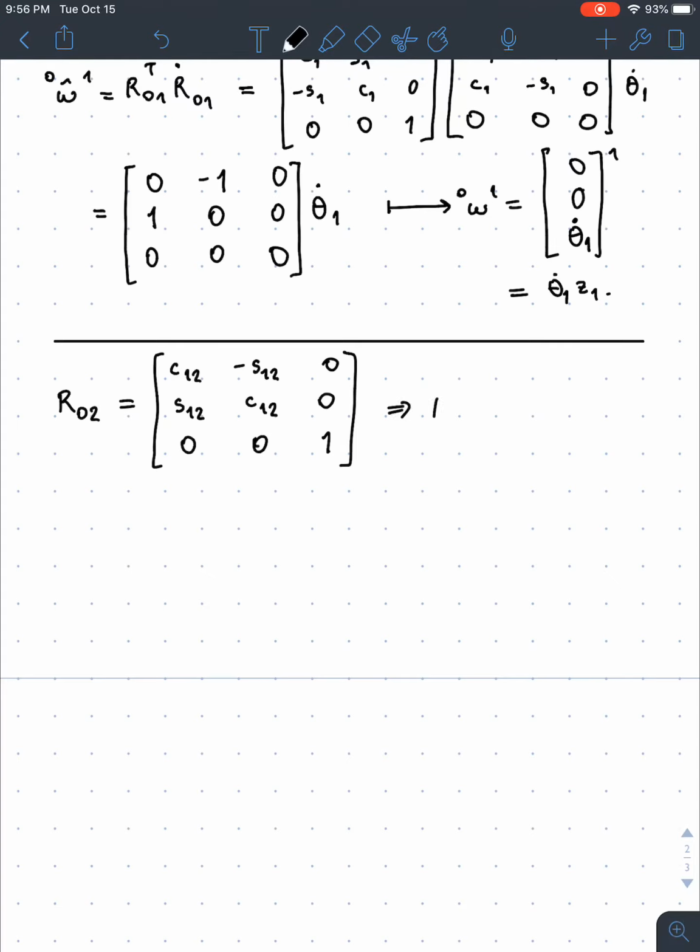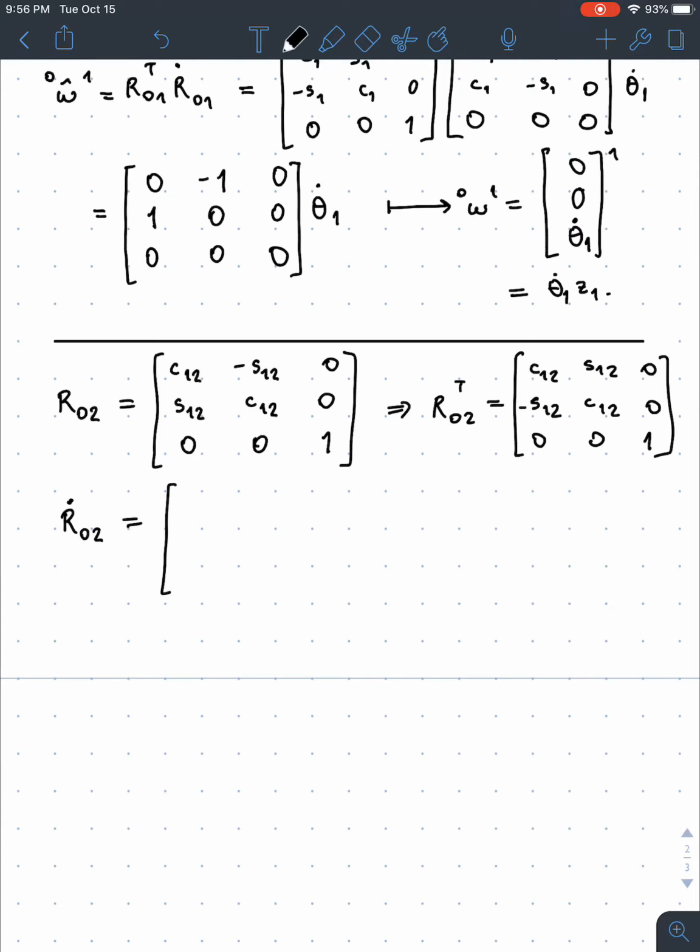From here, I can immediately write the transpose of this matrix, right? Which is going to be cosine theta 1 plus theta 2, and these are going to switch signs. 0, 0, 0, 1. Okay. What is the time derivative of this rotation matrix? Let's see.